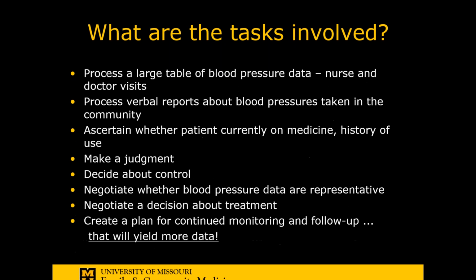It's even more complicated than that. In order to figure out what's the true blood pressure, we have to process a large table of numbers and verbal reports about what it is in the community, and perhaps paper recordings of the patient's blood pressure at home, and then ascertain whether they're currently on medicine and make a judgment about whether this does really represent their true blood pressure, negotiate a decision about treatment, and then create a plan to make more data.